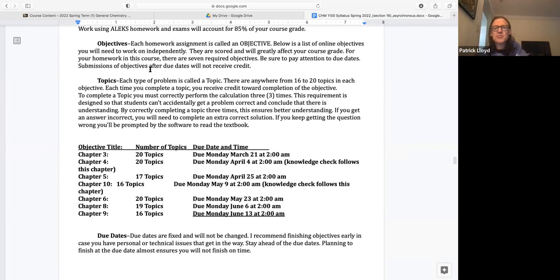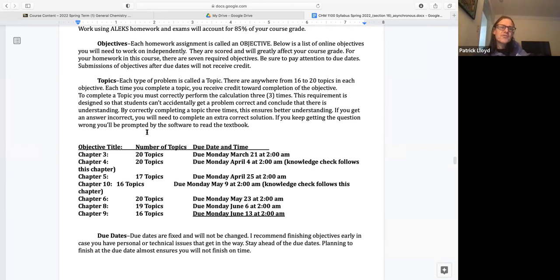A topic is a type of problem. So the terminology is a little different than maybe you've heard. You might think of an assignment and a homework problem. The terminology under Alex is that a homework assignment is called an objective, and a type of homework problem is called a topic.